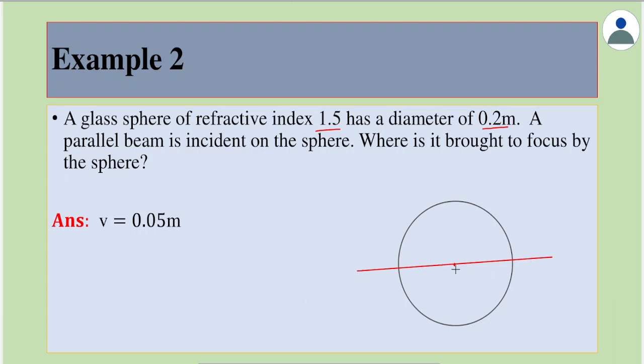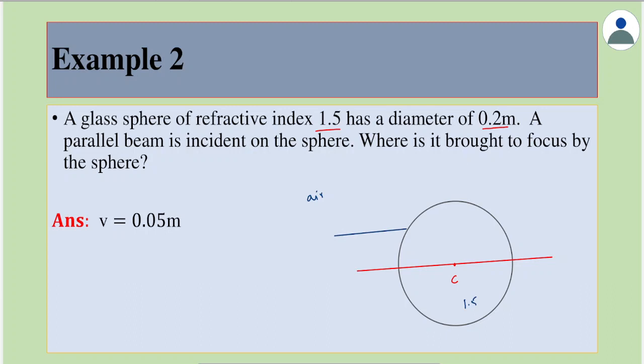Now this would be the center of the sphere. What is given is that this glass has a refractive index of 1.5, and nothing is given about the other medium. So we assume that this sphere is kept in air. A parallel beam is incident on the sphere. Where is it brought to focus by the sphere?